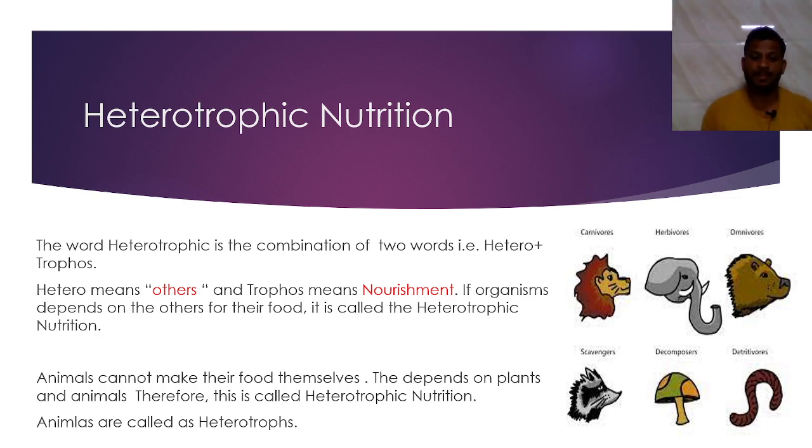We depend upon animals. The organisms which depend upon other organisms for their nourishment, for their food, are known as the heterotrophic mode of nutrition. It means we depend upon other animals or other plants to get our food, to get our energy, to perform different activities in day-to-day life.